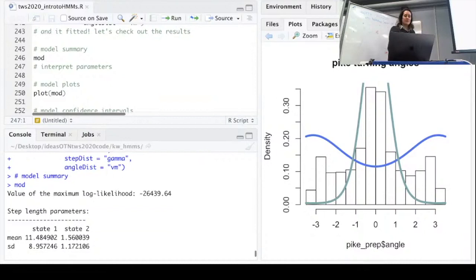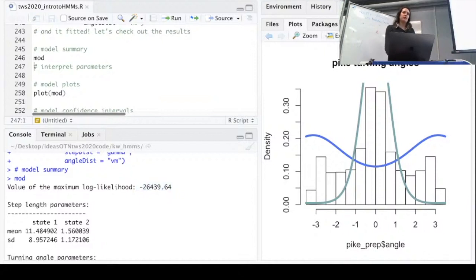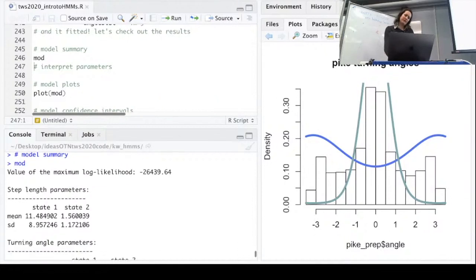So here, this first part is the value of the maximum log likelihood. You probably won't look at this very much, but it is used in the calculation of AIC. This is just the value of the function at the maximum of the parameters. Well, I wonder if it's the negative log likelihood, but it doesn't matter.